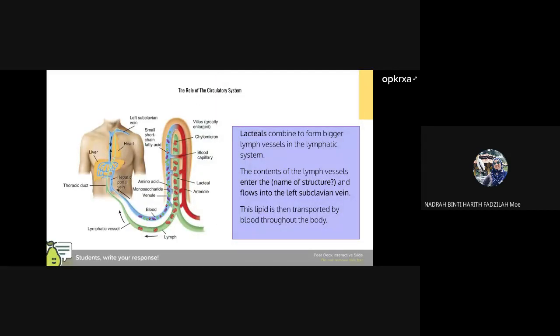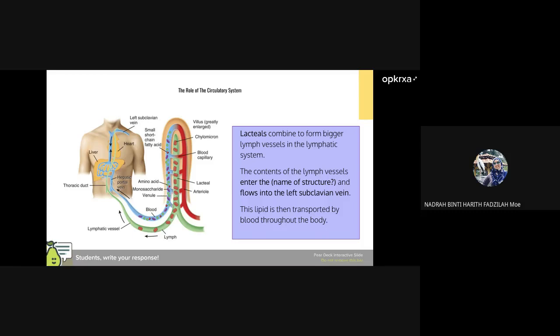So, lacteal ni anak-anak is another structure that focuses on the absorption of fat dissolved substances lah, substances that can dissolve in lipid such as fatty acid, glycerol and vitamin A, D, E, K. So untuk lacteal, it will combine together to form bigger lymphatic vessel atau lymph vessel in the lymphatic system.